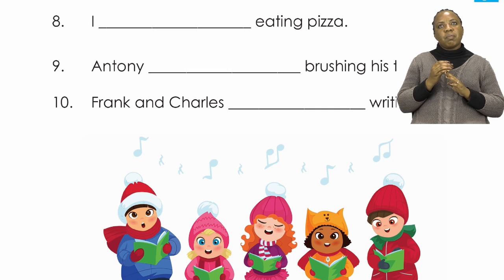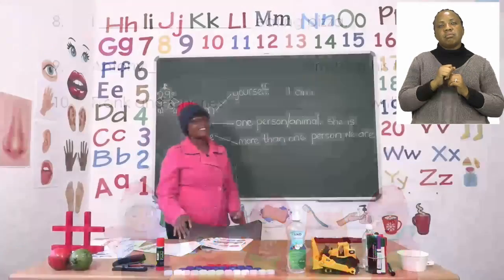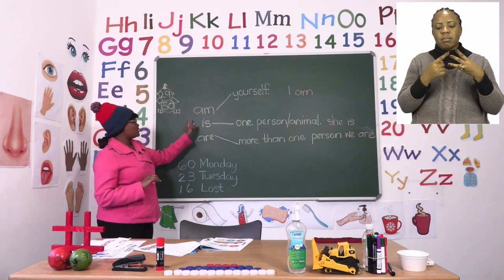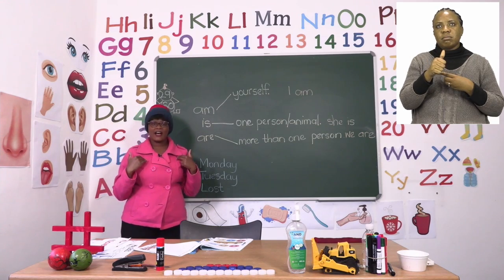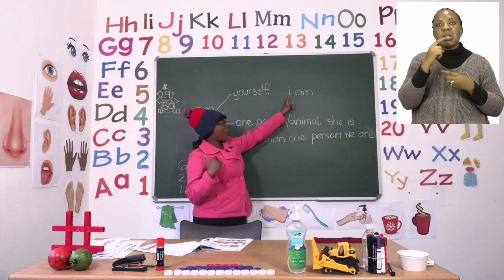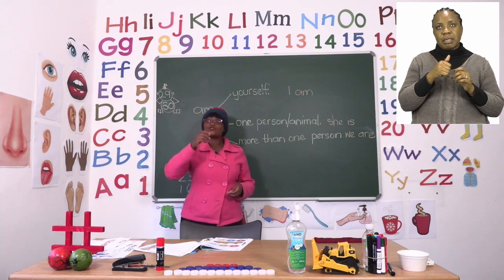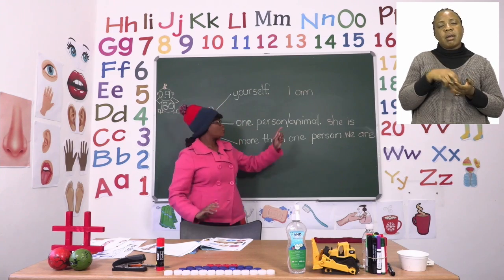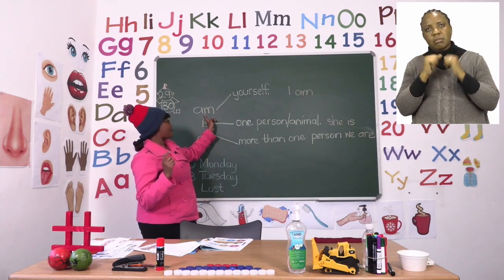We're going to do number 8, 9, and 10 together. But before we do that, let's take a look at the words we need to use. Now we have 3 that we're going to be using. We're going to be using am. Now am is used when you're referring to yourself. For example, I am dancing, drinking, sleeping. So if it's about you, then you use am.